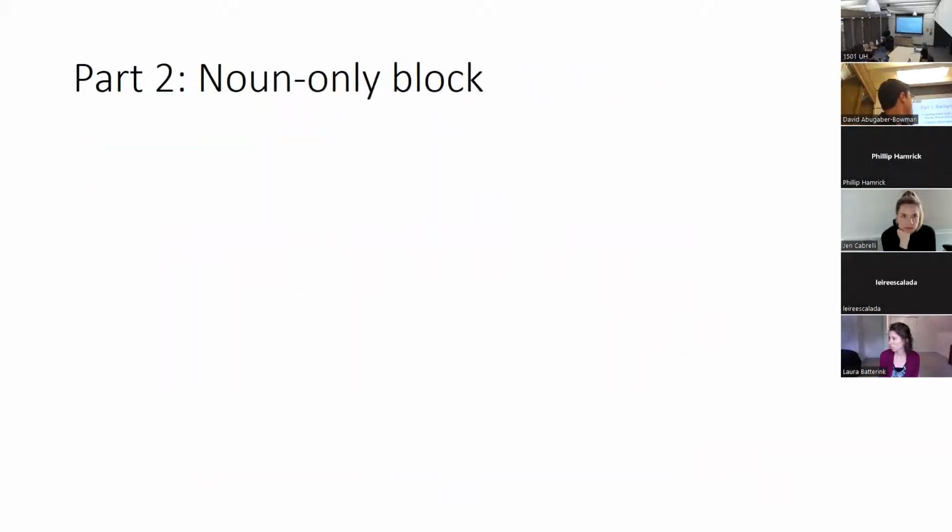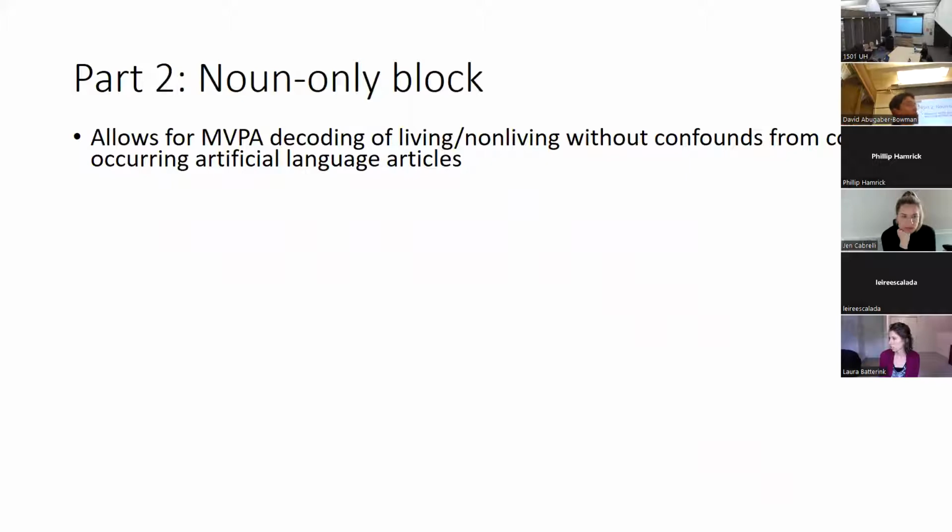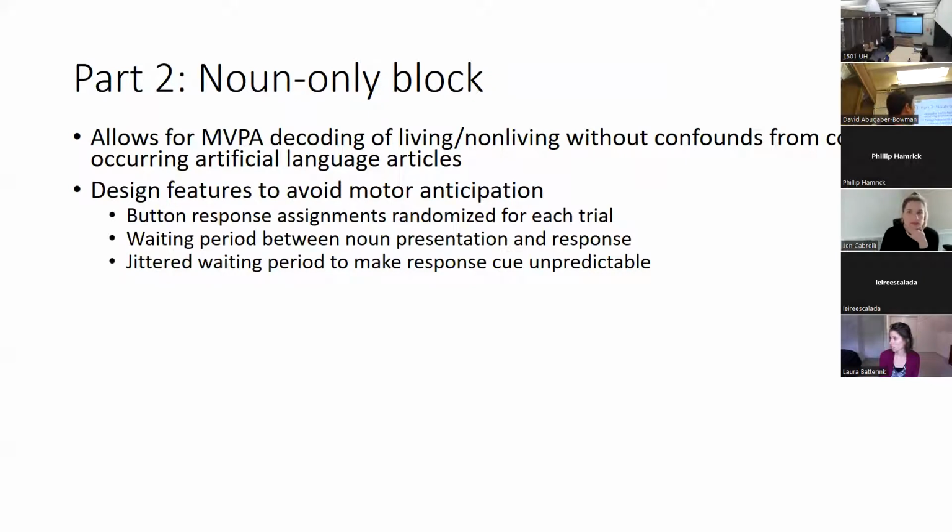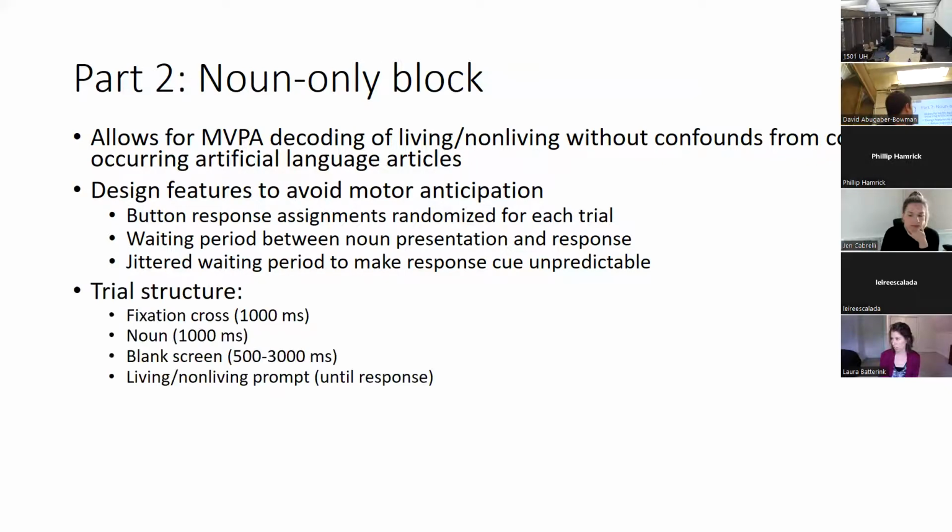With the experiment, first they do a background questionnaire that assesses their language background and demographic information. Then they do the noun-only block, which I mentioned earlier. Here, participants see nouns in isolation and say whether it's a living noun or a non-living noun, nothing to do with the artificial language. The reason we have that is so that we can train this MVPA decoder to tell the difference between living and non-living in the neural activity without confounds from motor activity. Here's a list of some design features we had that were specifically centered on making sure that we're really capturing the difference in semantic processing rather than something like pressing the left button or the right button. I can go back to this later if you like.